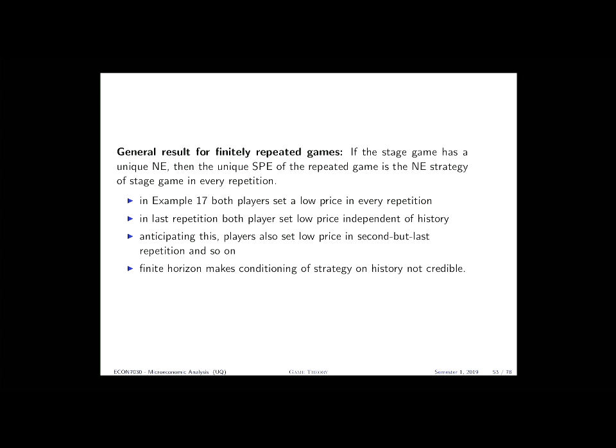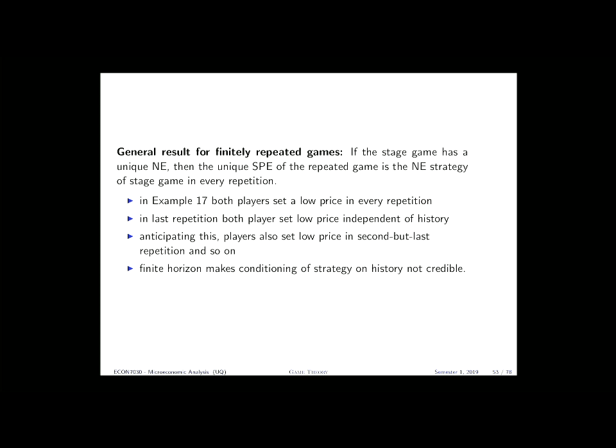There's a general result in finitely repeated games, and it's very intuitive. You just need to look at the intuition rather than just looking at the notation and techniques. Just look at the intuition. It simply says, if the stage game has a unique NE, then the unique SPE of the repeated game is the NE strategy of the stage game in every repetition.